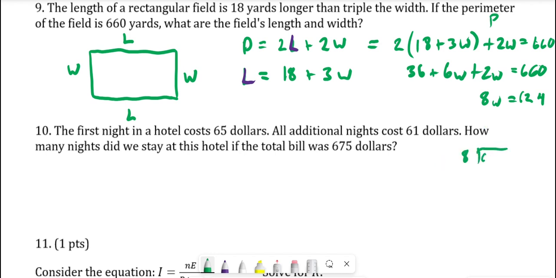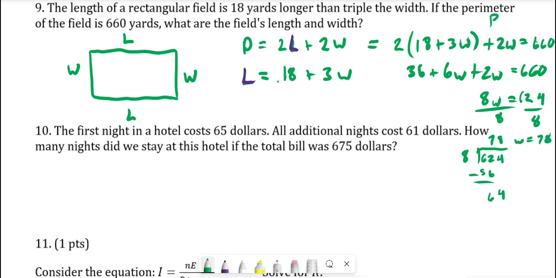8 into 624. Well, 8 certainly goes into 62. It goes in 7 times to give me 56 here. And then subtracting this, I get 64. Goes in 8 times evenly. So dividing by 8, we have that W is equal to 78.